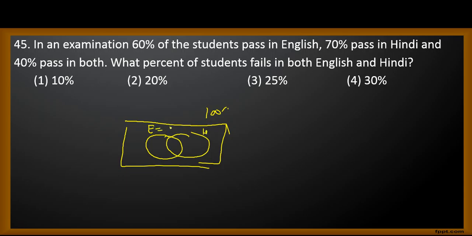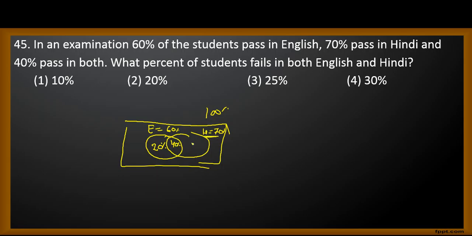English total pass is how much? 60%. Hindi, what is the total percentage? 70. Now pass in both means the common part is 40%. Look at the circle carefully. This total circle is 60%, in which this part occupies 40. What is the remaining? 20 will be this part. And coming to here, this total circle is 70, because it belongs to Hindi. Already the intersection part 40 is covered.